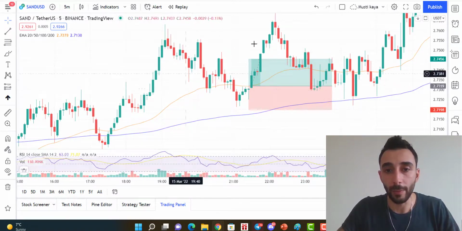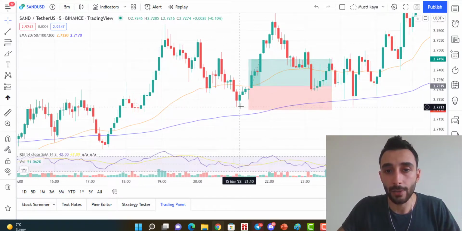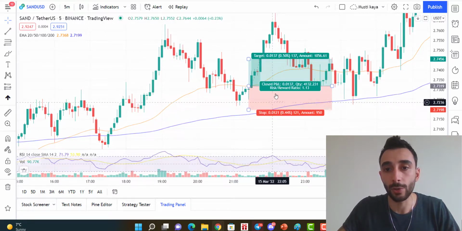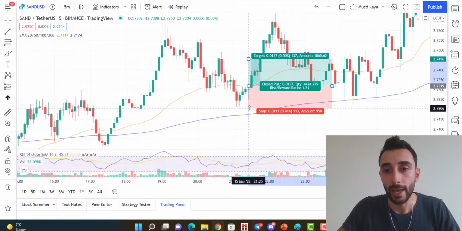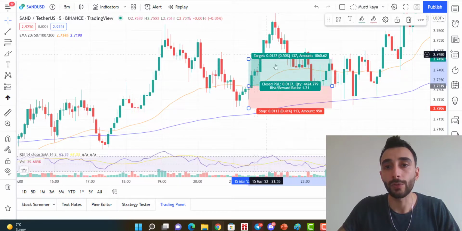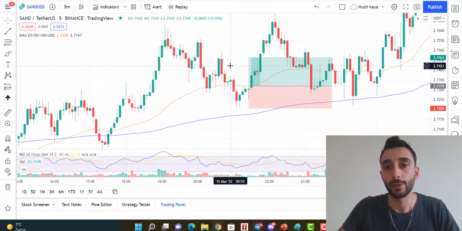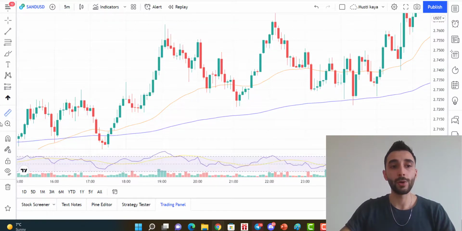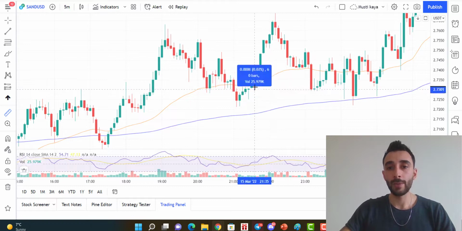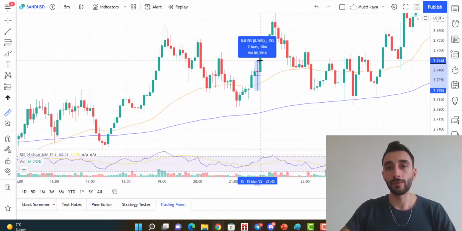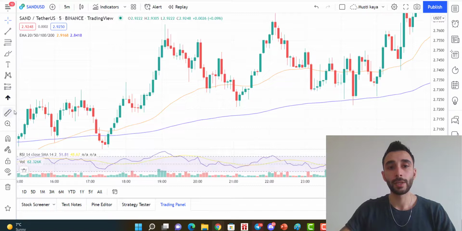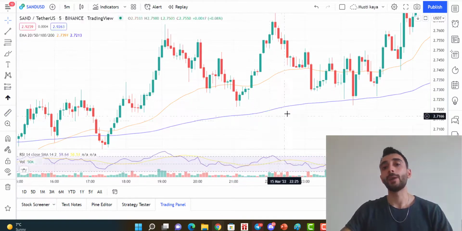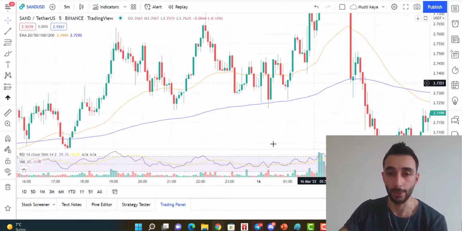So where I will be taking my long is after a retest of the 50 MA. I will be taking my long right here, and I will place my stop loss of 0.4% and my take profit of 0.54%. So this is the first trade win. Now if you don't know how to set it, then you just have to go right here, grab this and go all the way to 0.54. This is your take profit, and then your stop loss is going to be 0.4%.